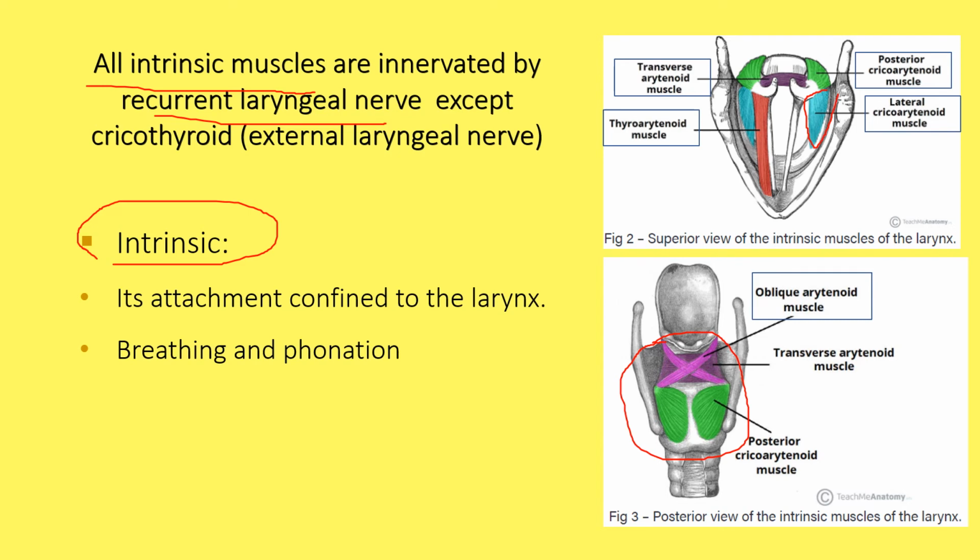So what is the function of these intrinsic muscles? Why is it so important? Since it controls the vocal cord, breathing is controlled by the intrinsic muscles. The opening of the vocal cord is controlled by the intrinsic muscles, as well as phonation. Because when your vocal cord doesn't move, your voice can't be projected out.